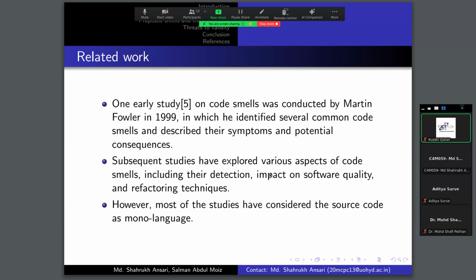Martin Fowler defined many code smells for single language systems, and subsequent studies have explored various aspects of code smells, including their detection, impact on software quality, and refactoring techniques. However, most of the studies have considered the source code as mono language.